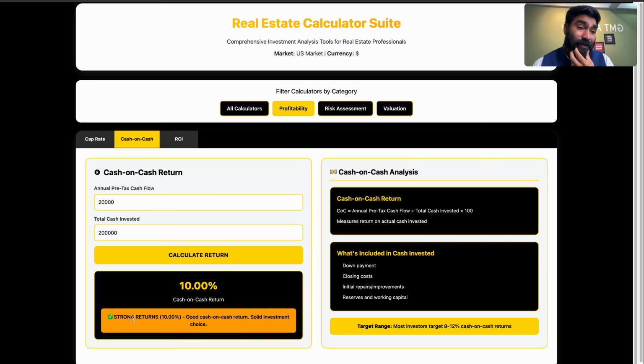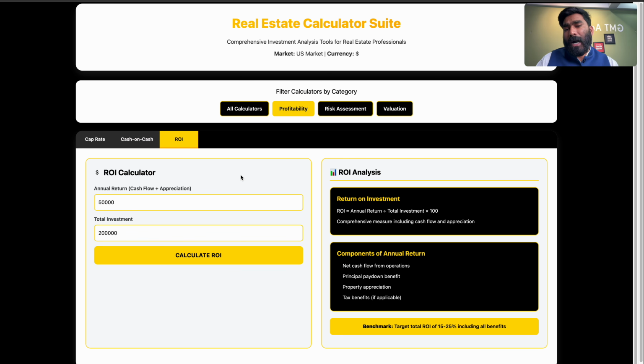So it means while taking investment decisions, we always compare with other asset classes. All right. But in this particular context, if I talk about cash on cash return, which is 10%, it looks decent. Now, the next one is ROI.